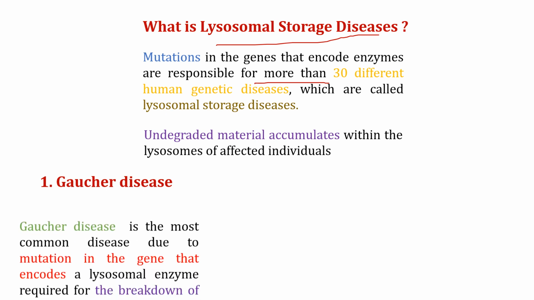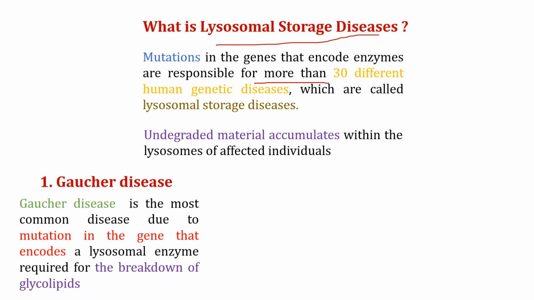Here I describe them. One is Gaucher disease. Gaucher disease is the most common one. It is caused by a mutation in the gene that encodes a lysosomal enzyme required for the breakdown of glycolipids. The second one is I-cell disease.